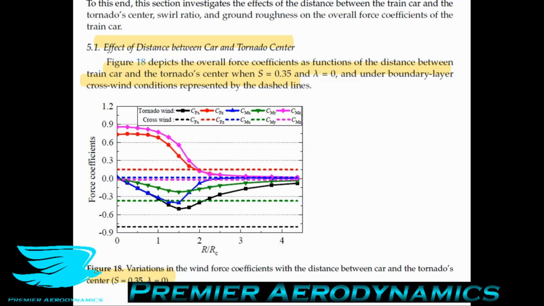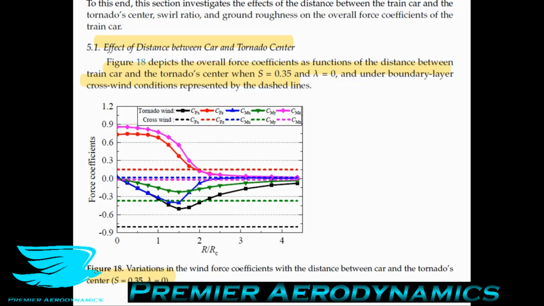tornado again. They say the absolute value of the pitching moment coefficient increased first and then decreased with increasing distance. So again, it reaches its maximum value at 1.5. So it seems like 1.5 is the juicy range. But then it goes to zero when you go well away from the tornado. So when you're two radii away from the tornado's core, the absolute value of the pitching moment is almost nothing.